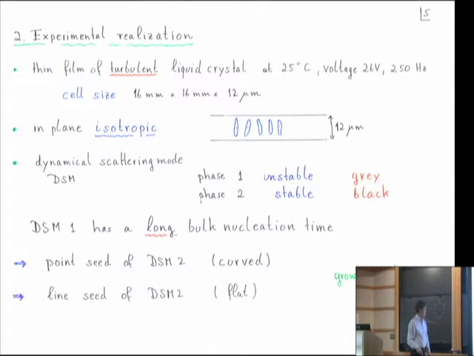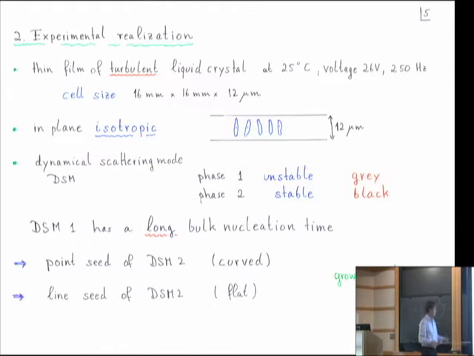And the point is that this DSM1 phase has a long bulk nucleation time. In fact, I went all the way to Tokyo in order to see this experiment. You just look at your screen, and you will see the metastable phase, just gray, fluctuating in front of you. Then you wait for 2 or 3 minutes, and there will be a nucleation coming simply from the boundary of the cell. So that's what's happening.